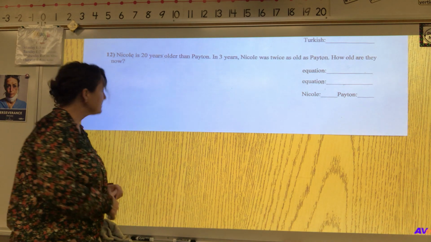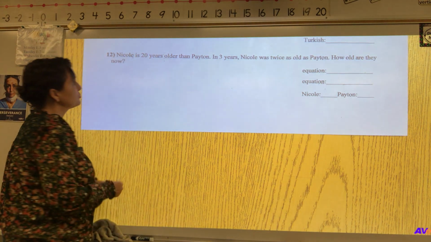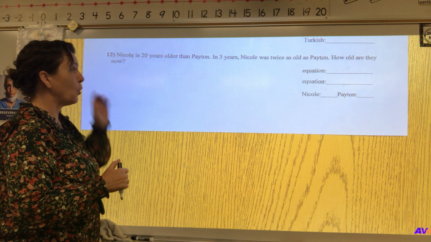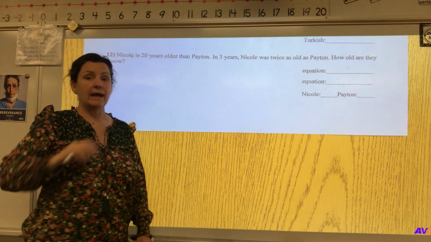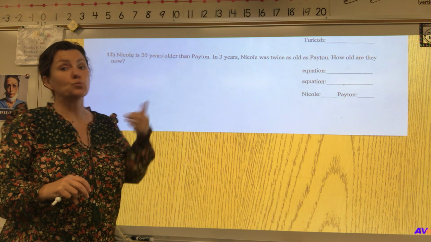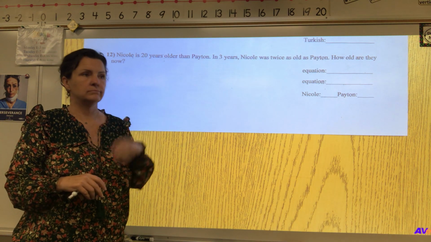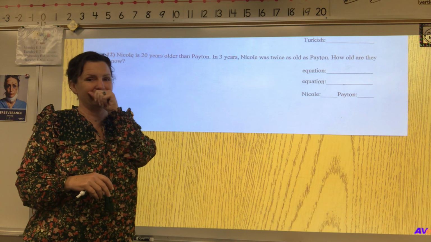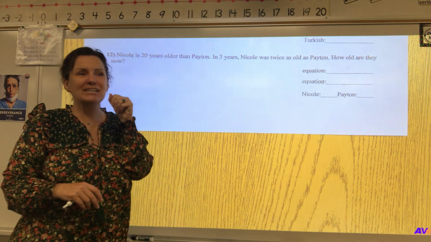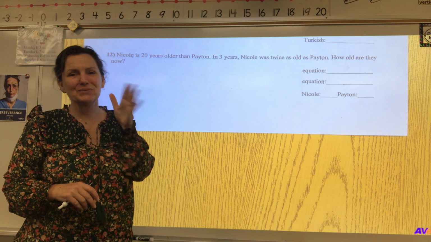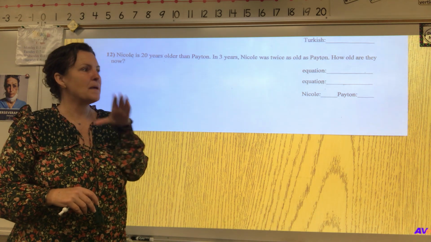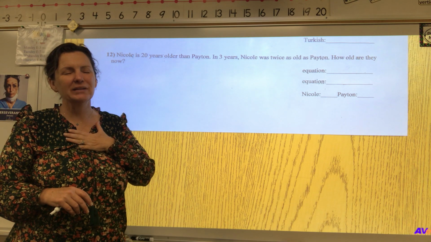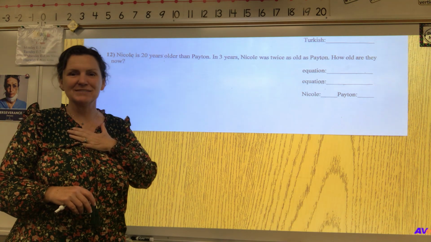So let's read this. It says Nicole is 20 years older than Peyton. In 3 years, Nicole will be twice as old as Peyton. How old are they now? The key to these questions is, one, don't panic. I used to cry all the time with word problems. Crying didn't help me. It makes me feel better, but it doesn't help me do the word problem, I'll be honest. But it really doesn't help us set up a word problem. So we have to be calm, cool, and collected. We can do this, okay?